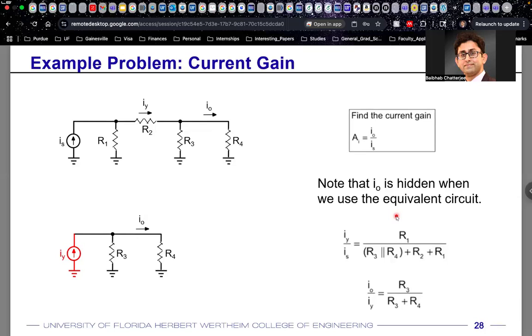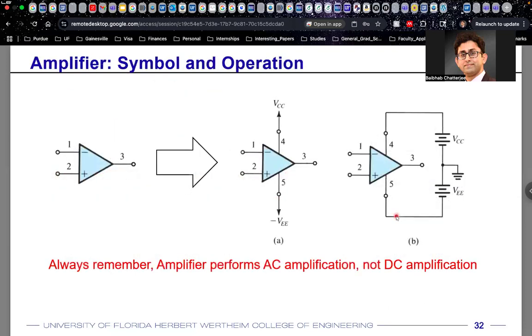So that is going to be your IO as a function of IY. You have already found out your IY as a function of IS, and these resistances R1, R2, R3, and R4. So you replace that as your IY, and you get the full equation of IO as a function of IS. For your current gain, you would want to find out the ratio of IO divided by IS. That's your current gain. And that's something you can find out from these two equations. Okay, so that's basically the problem that we looked at over here.